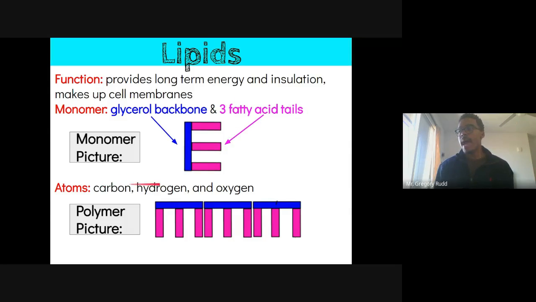And it has the same atoms as carbohydrates, but notice something. There is no 1:2:1 ratio. So in a carbohydrate, if I have 5 carbons, then I'm definitely going to have 5 oxygens, and I'm definitely going to have 10 hydrogens. But in a lipid, I might have 5 carbons and 6 oxygens and 12 hydrogens. The numbers don't necessarily have to be in a ratio of 1:2:1.